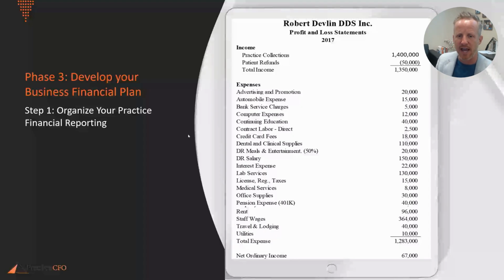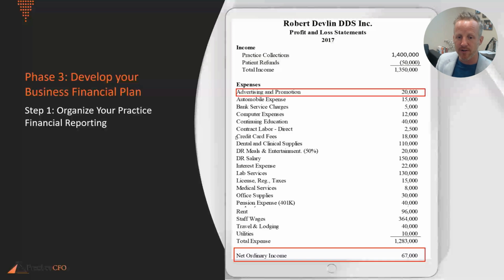So let's figure out how you right-size this. How do you reformat it? Going down to the next page, there are various items on here which are the culprits, the ones that are likely going to have a lot of personal stuff. For example, advertising and promotion. On this statement, I see $20,000 for the year going to advertising and promotion.